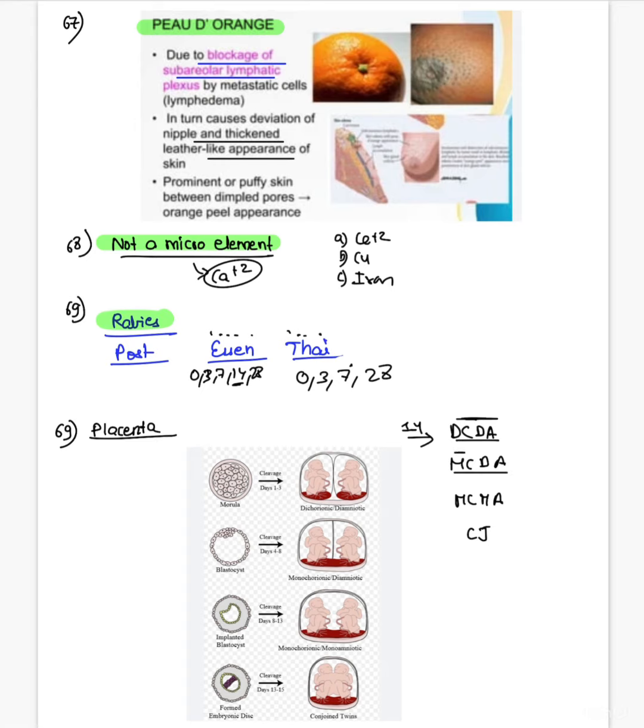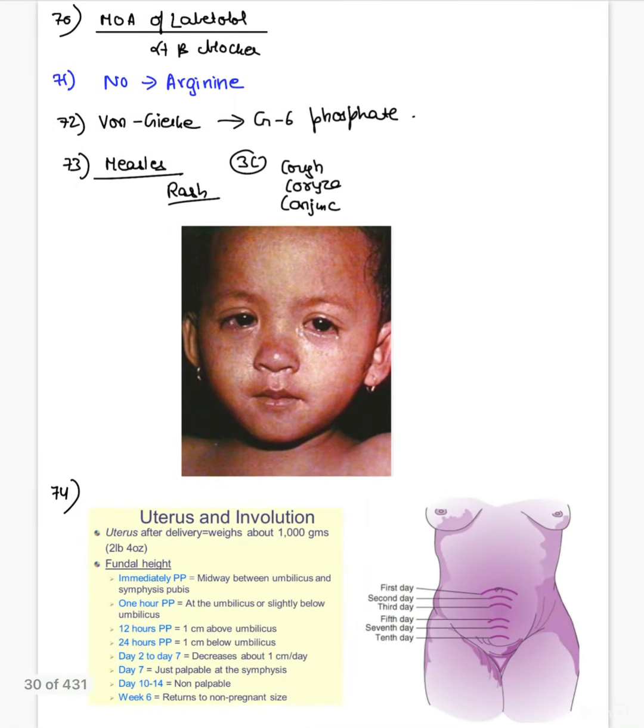See, monochorionic diamniotic, how have I remembered it? I have remembered MACD, that is, you eat MACD, guys, not so much. That is 4 to 8 days. Then monochorionic monoamniotic is around 9 to 12 days. If it is more than 12 days, that is your conjoined twins. That is again important.